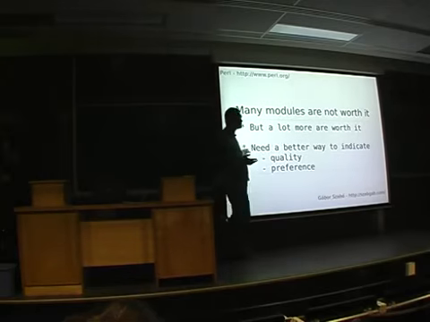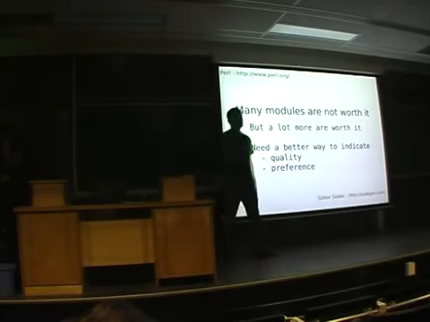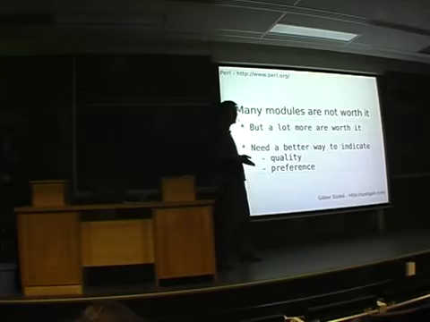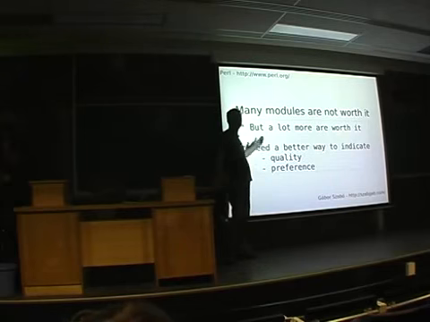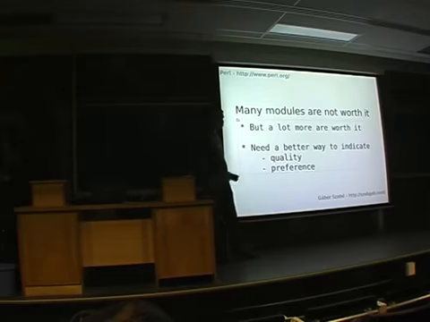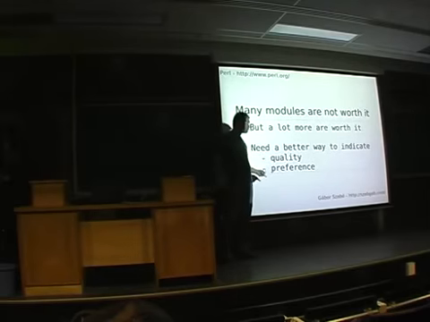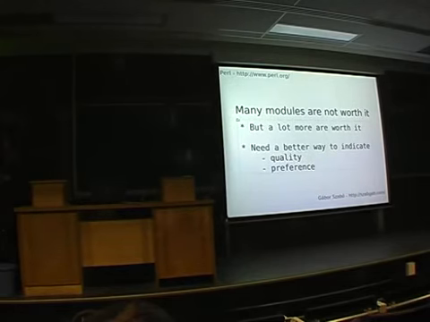In order to solve this, we need a better way to indicate that we need this module, because people won't tell it and so on. And we need to indicate the quality, which modules should be packaged. So if people don't tell it, the community, the Perl community, the CPAN community, should indicate the quality of the modules, the preference, which one is more important, which one is less important to package, so to receive.